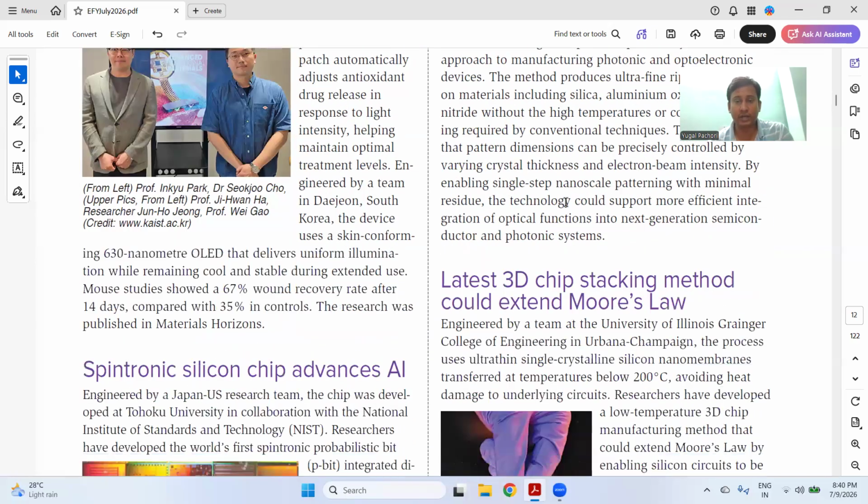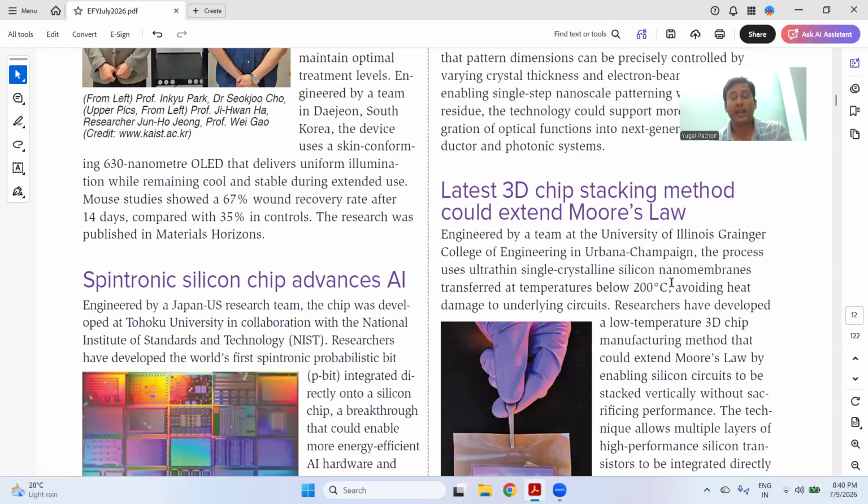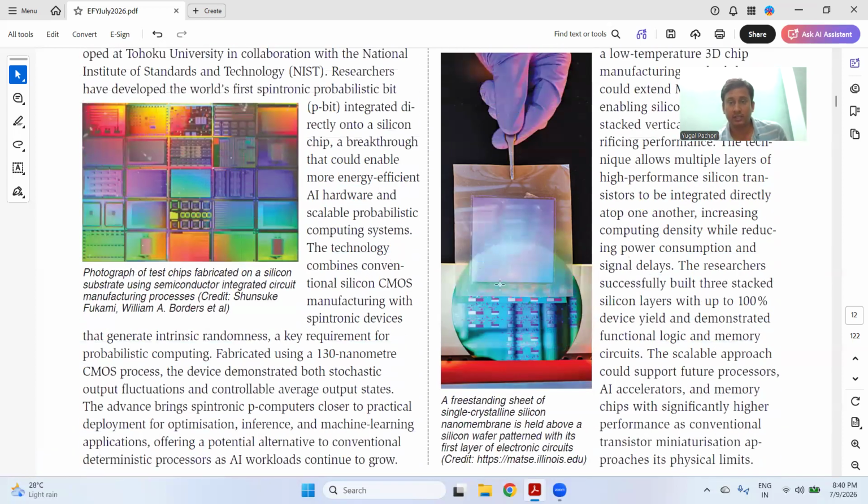Now let's take one more article. Latest 3D chip stacking methods could extend Moore's law. So they are saying that Moore's law can be extended, and Moore's law, everyone knows, is a famous law in electronics that the number of transistors gets doubled every 3 years, 2 years, or 18 months, something like that. So see this, they are showing the chips, the number of chips available in this particular area.